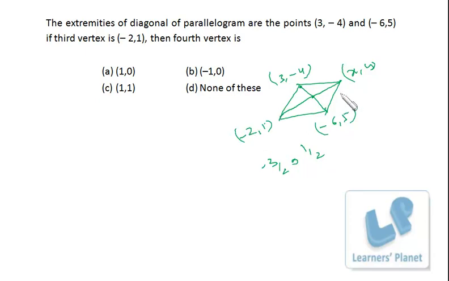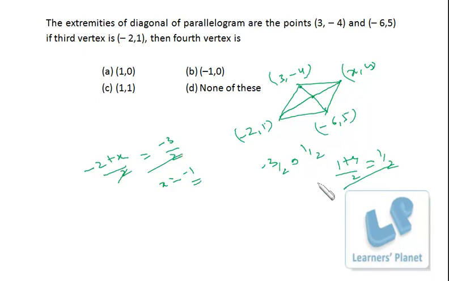Okay, so minus 2 plus x by 2 is equal to minus 3 by 2. So x is equal to minus 1, right? And 1 plus y by 2 is equal to 1 by 2. That means y is equal to 0. So minus 1, 0, these are the coordinates of the fourth vertex. Simple.